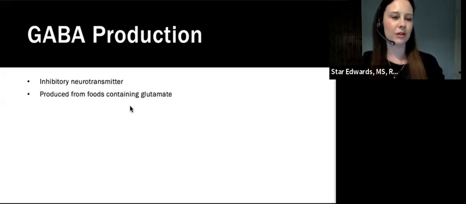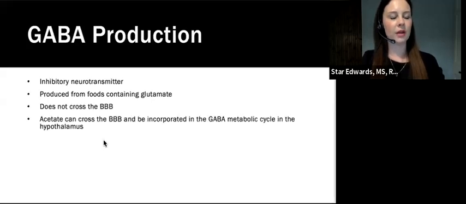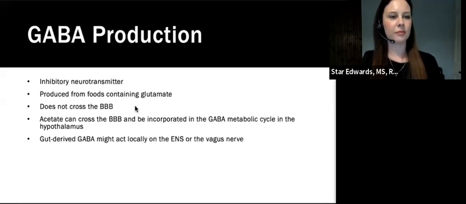Up last is GABA production. This is an inhibitory neurotransmitter. It's produced from foods containing glutamate. It does not cross the blood-brain barrier. However, acetate can cross the blood-brain barrier and be incorporated into GABA. And gut-derived GABA may act locally on the enteric nervous system or the vagus nerve.